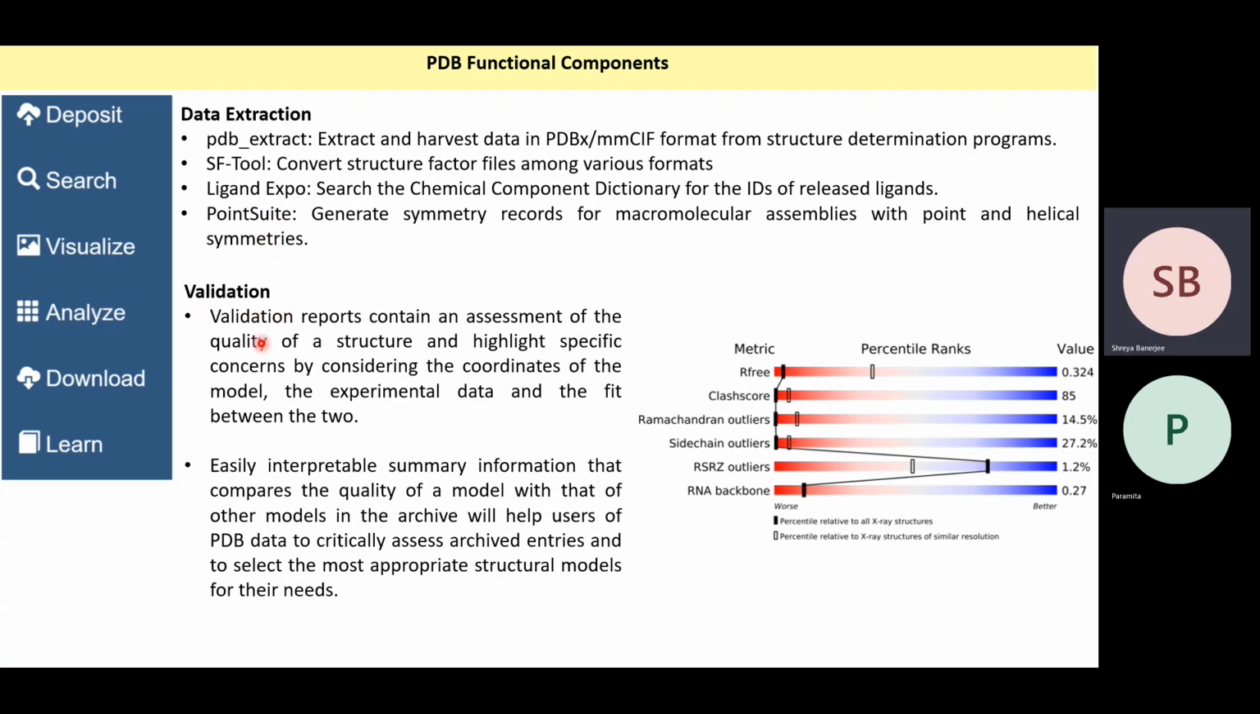Then comes validation. Validation reports contain an assessment of the quality of the structure and highlight specific concerns by considering the coordinates of the model, the experimental data, and the fit between the two. Easily interpretable summary information that compares the quality of a model with that of other models in the archive will help users of PDB data to critically assess archived entries and to select the most appropriate structural models for their needs. So in validation, there are different scores that are given.